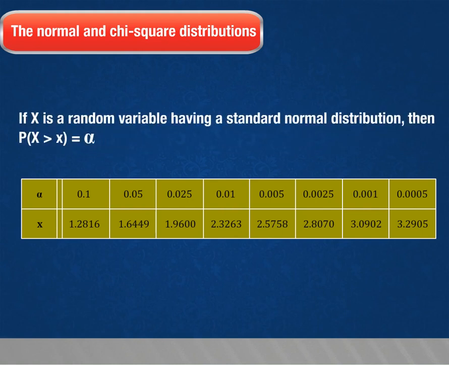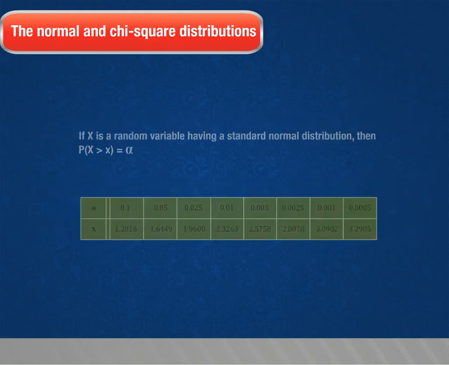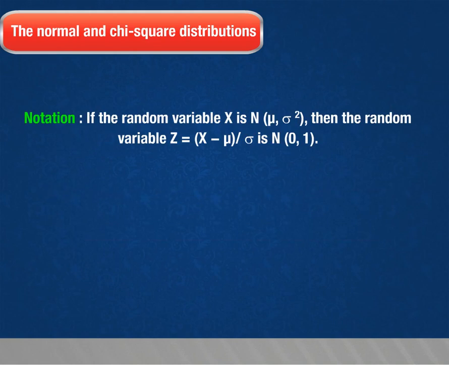If X is a random variable having a standard normal distribution, then P of X greater than x is equal to alpha. Notation: if the random variable X is N of mu, sigma square, then the random variable Z is equal to (X minus mu) the whole divided by sigma is N of 0, 1.